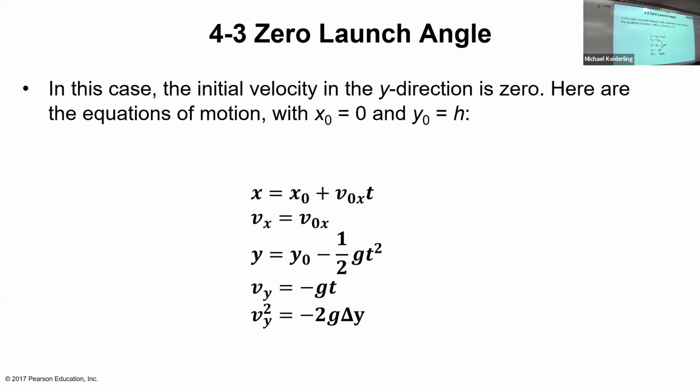So x is x naught plus v naught x times t. Vx is v naught x. That's always the case for projectile motion. And then in the y direction, y is y naught minus 1/2 gt squared, because again, the initial velocity in the y direction is 0. Vy is minus gt. Vy squared is minus 2g delta y.